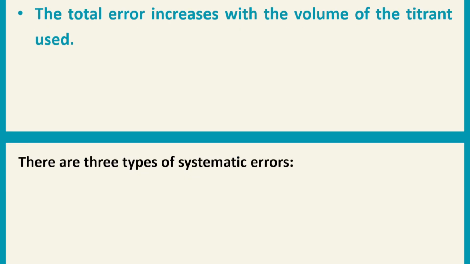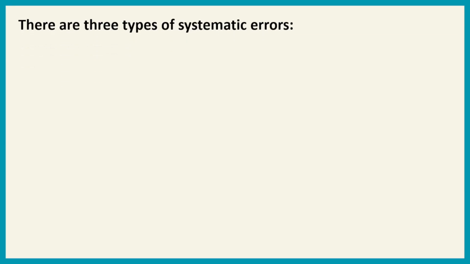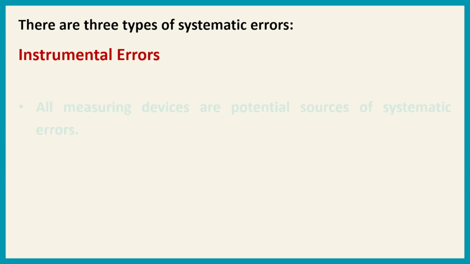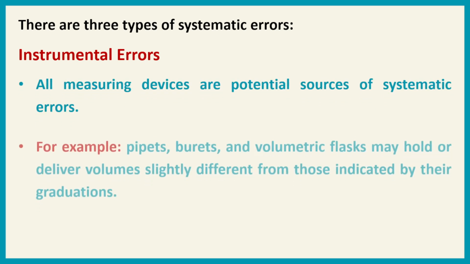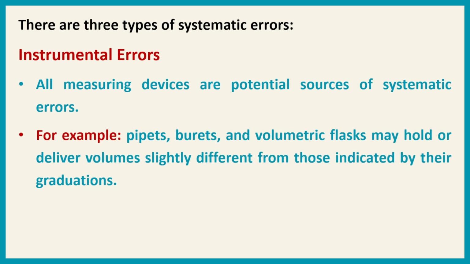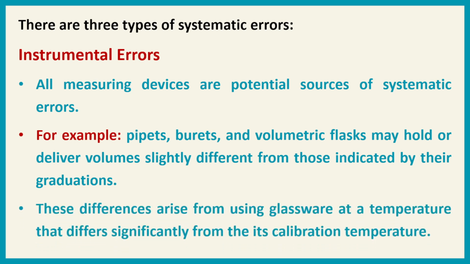There are three types of systematic error. First one is instrumental error. All measuring devices are potential sources of systematic error. For example, pipettes, burettes and volumetric flasks may hold or deliver volumes slightly different from those indicated by their graduations. These differences arise from using glassware at a temperature that differs significantly from its calibration temperature.